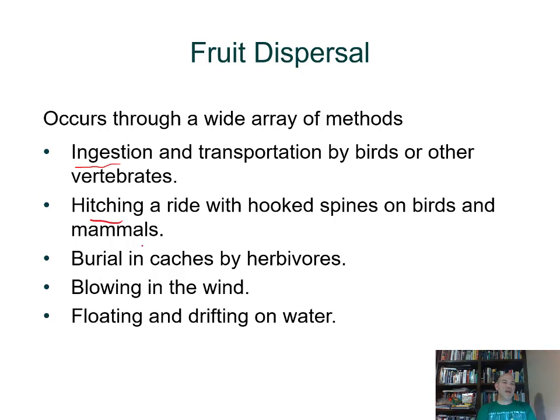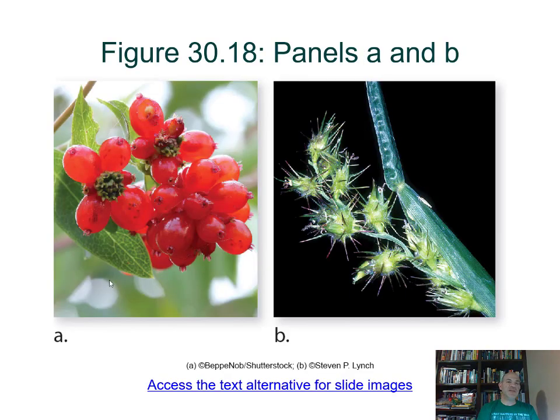Sometimes the seeds hitch a ride, so the fruit is specialized for grabbing and catching hold of fur. Some animals will take and bury these caches of seeds and then forget about them, and then the seed ends up germinating there. Some seeds are specialized to be windblown, and others are transported by water. So on the left here is an example of a fruit that's probably going to attract an animal to eat it, so that would carry the seeds there.